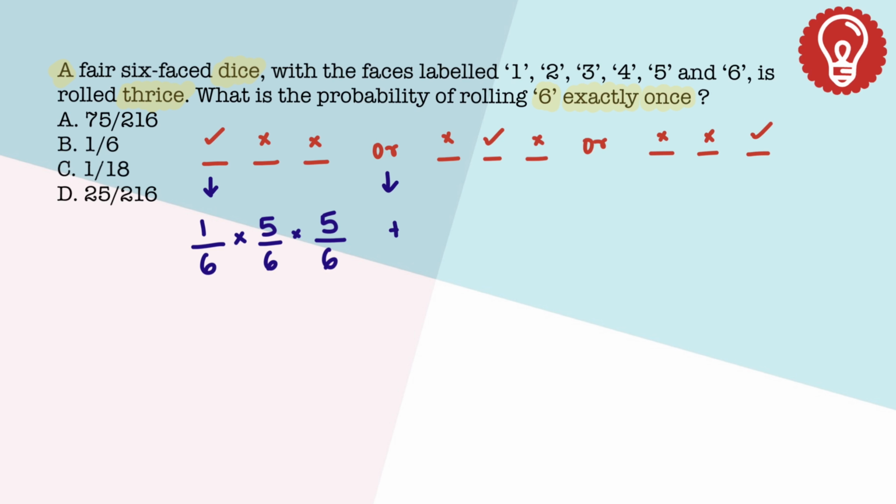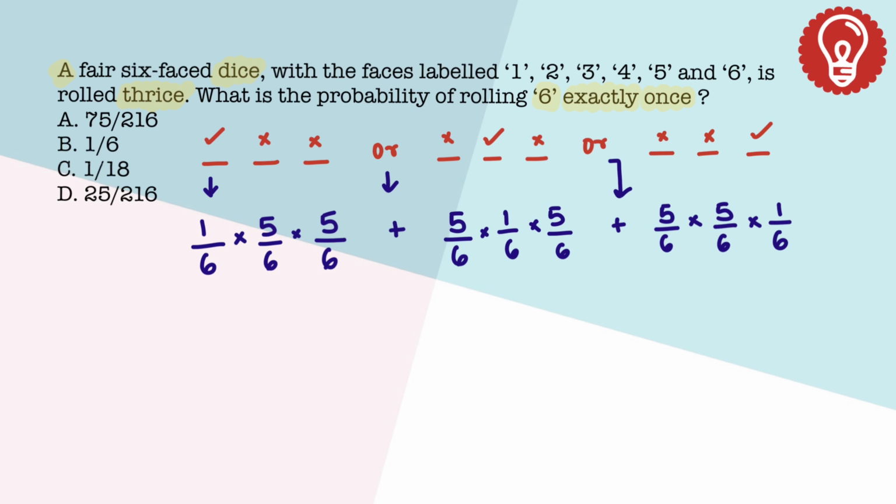Or means a plus. We don't want a 6 in the first roll, so there are 5 choices out of 6 options. And as multiplication, we want a 6 in the second roll, which is 1 by 6, and no 6 again, that's 5 by 6. Or is a plus. Again, we don't want a 6, so that's 5 options out of 6, and again don't want a 6, that is 5 options out of 6. We want a 6 in the third roll, so that's 1 choice out of 6 choices, right? So these are the 3 different ways we can get a 6 exactly once.